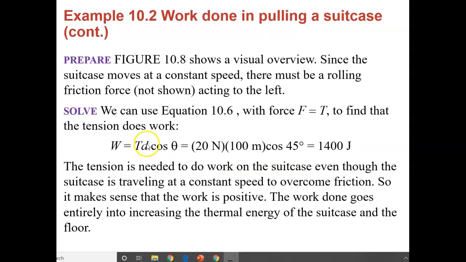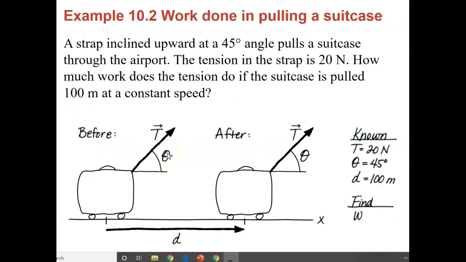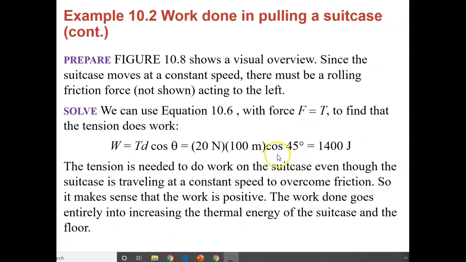To do that, the tension is 20 newtons, the distance is 100 meters. Your tension times the cosine of theta gets you the horizontal component. So 20 newtons times the cosine of 45 gets you the horizontal component, which is the force actually doing the work, times 100 meters gets you 1,400 joules of work.